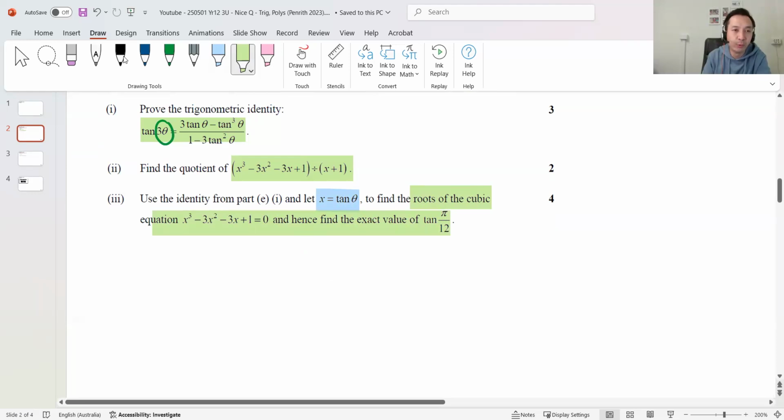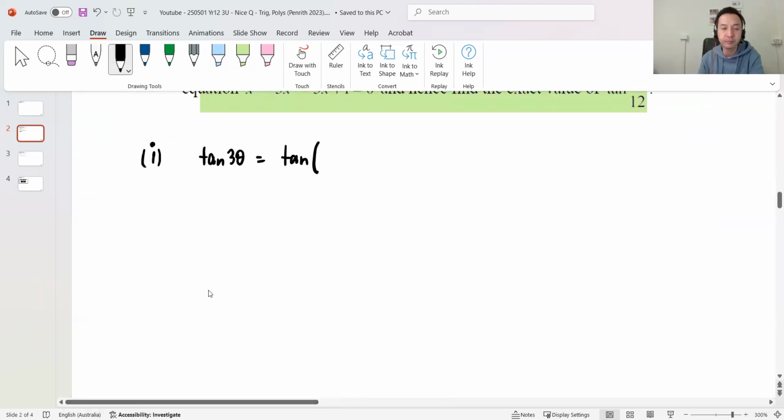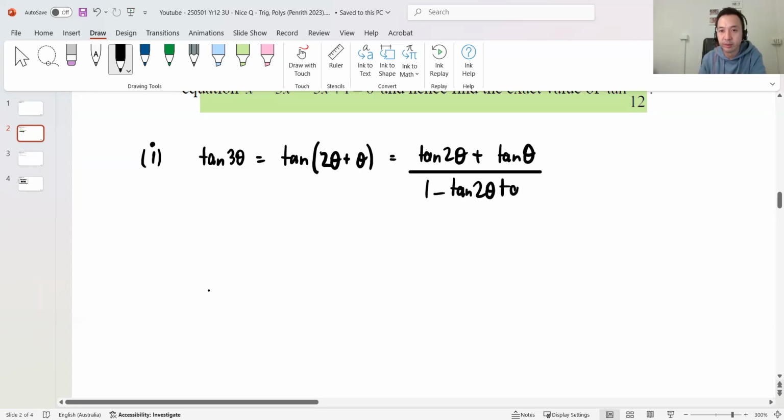So part 1 is compound angles. It might be a little bit messy, but let's see. That equals tan(2 theta plus theta). Now we know with compound angles, tan(A plus B) is tan A plus tan B all over 1 minus tan A tan B.